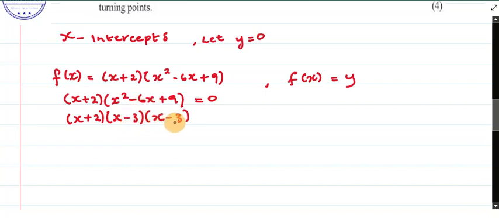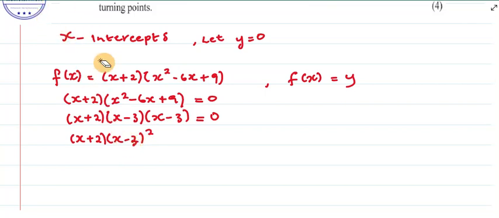Minus 3 times minus 3, you get 9. That makes these factors be the perfect one. Okay, it is equal to 0, which is something that can also be written as x plus 2 and x minus 3 squared. You can rewrite this one like this, but we are not factorizing here.